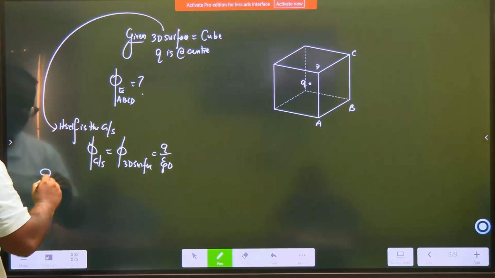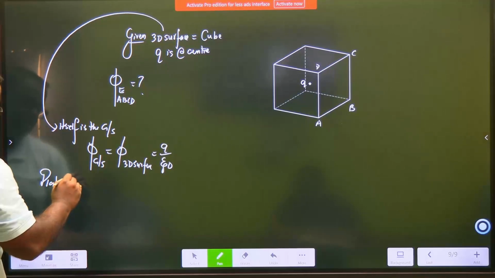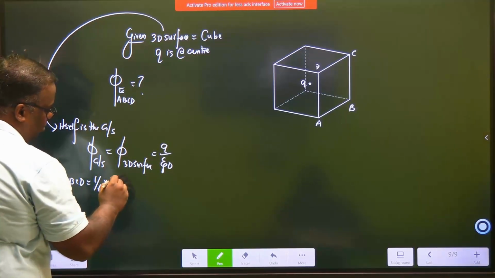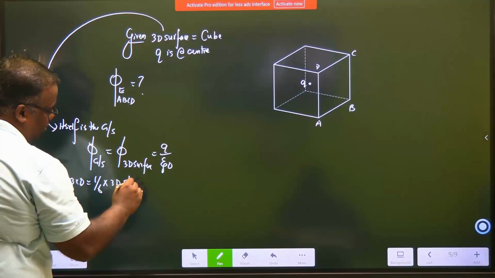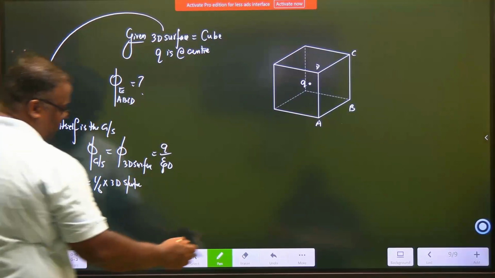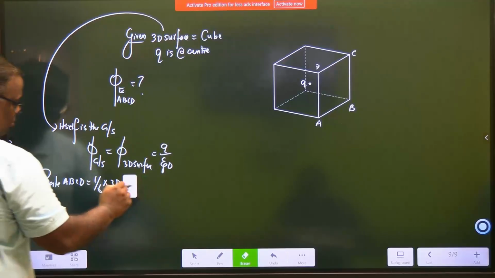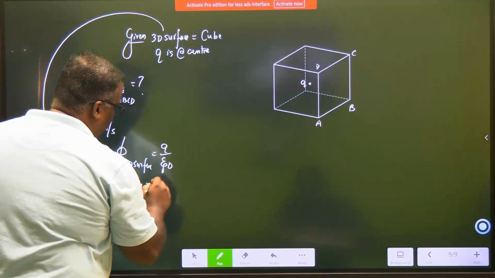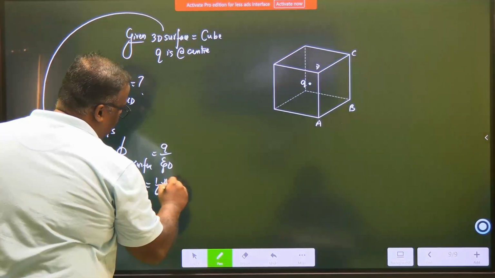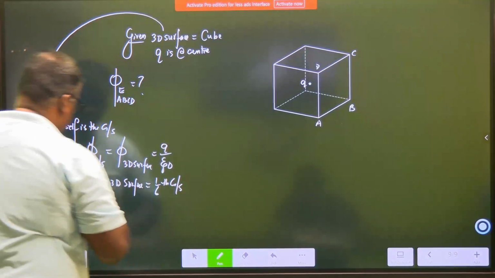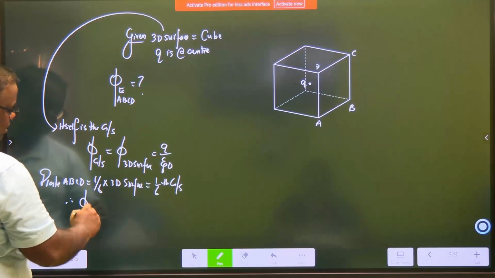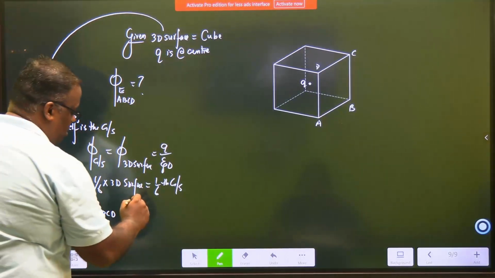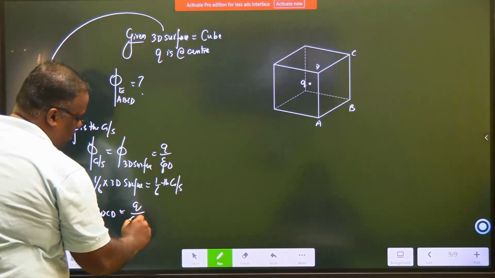My plate ABCD is 1 by 6 of the 3D surface, which is equal to 1 by 6 of the Gaussian surface. Therefore, the flux through ABCD will become how much? Q by 6 epsilon naught.